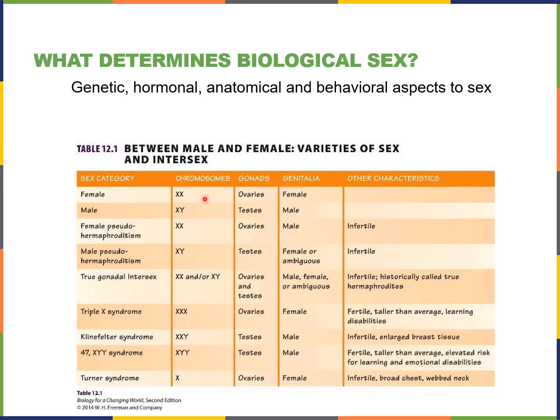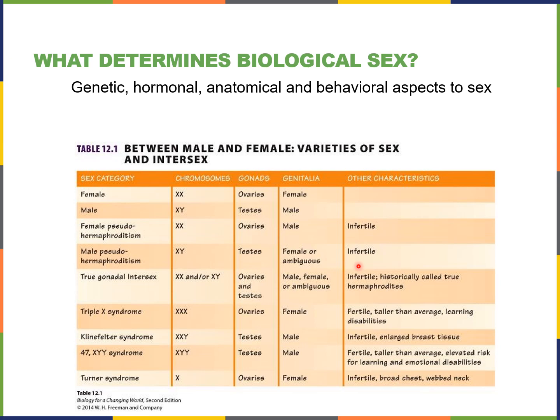So females, again, you have an XX, which means that you have ovaries and your genitalia is female. Males, XY, testes, male. They do have pseudohermaphroditism, which is XX still, but you have ovaries and male genitalia, and you are otherwise infertile. So hermaphrodites are usually infertile. I shouldn't say usually, they are infertile. And then male pseudohermaphroditism is where you have testes, but you have female or ambiguous genitalia, and again are infertile.